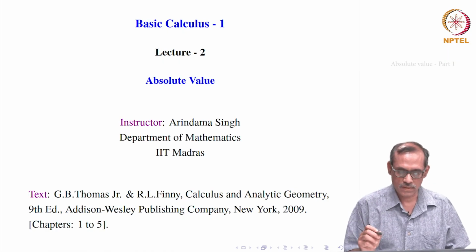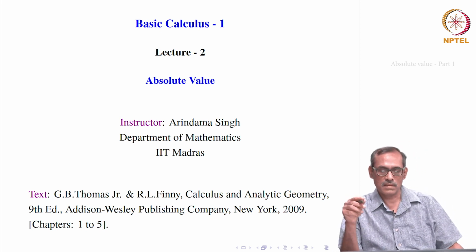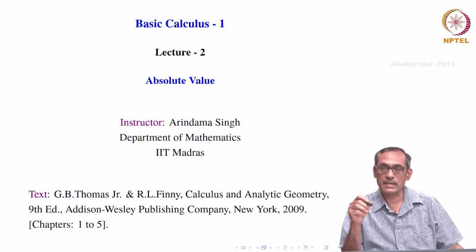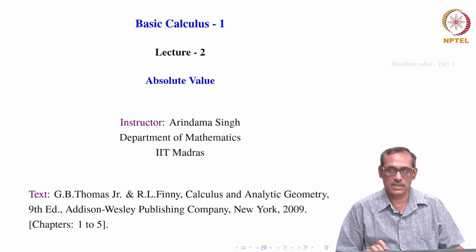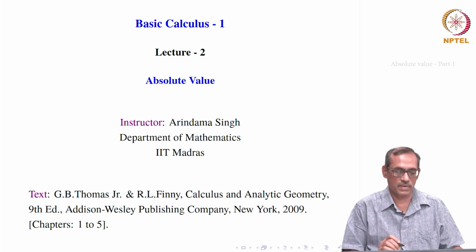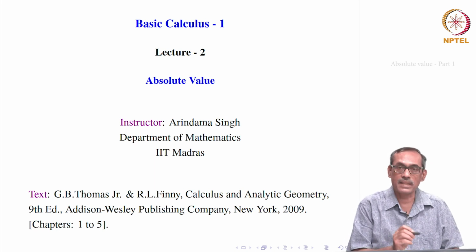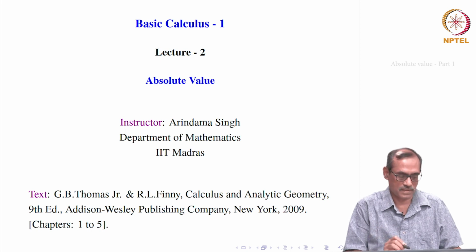Okay, so this is lecture 2 of basic calculus 1. In the last lecture, we had discussed the real line, then the intervals and neighborhoods, interior points and the left and right endpoints of intervals. In this lecture we will be discussing the absolute value. Every real number has an absolute value. That is what we will be discussing today, and then its use in finding out how the neighborhoods look in terms of this absolute value and so on.